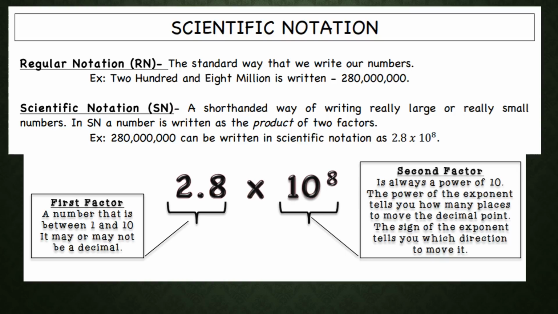Regular notation is the standard way that we write our numbers. We do have an edit to make here. That should say 280 million. So go ahead and add your Y there.